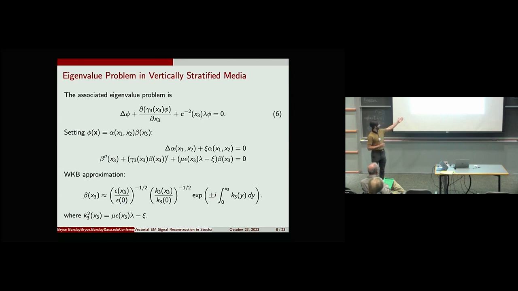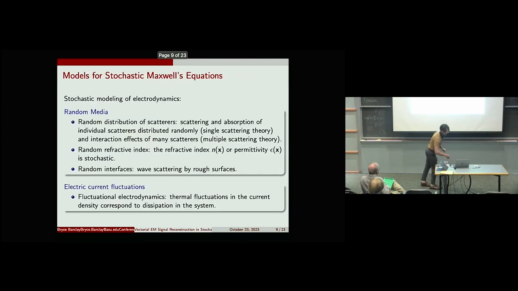Namely, they have this epsilon to the minus 1/2 term out front, and also instead of e to the ikx, we have e to the i integral k. Okay, so that's the deterministic part.